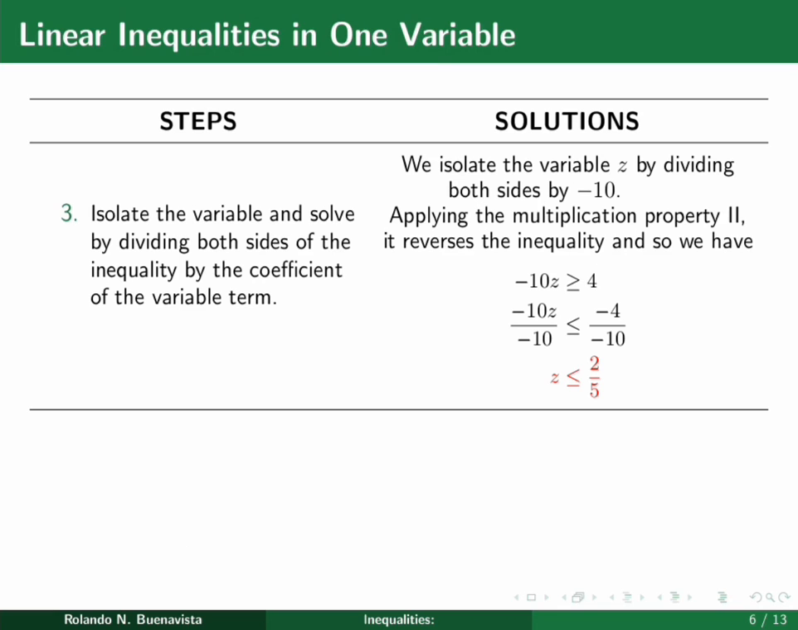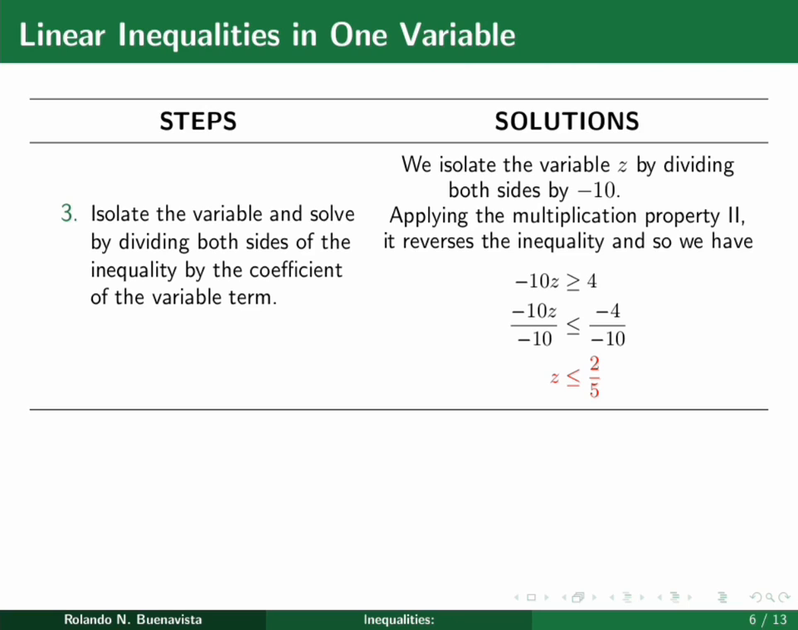Moving on to step 3, isolate the variable and solve by dividing both sides of the inequality by the coefficient of the variable term. Our obtained inequality in step 2 is negative 10z greater than or equal to negative 4, and observe that the coefficient of our variable z is negative 10, so we divide both sides of the inequality by negative 10. And always remember that when dividing or multiplying the inequality by a negative number, it will make the inequality symbol reverse. So from greater than or equal, it becomes less than or equal. And if our given inequality symbol is less than or equal, it becomes greater than or equal.